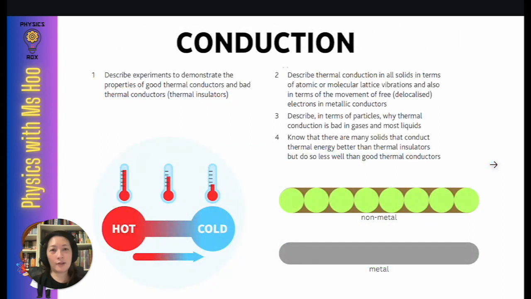Now let's go on to the thermal energy transfers. There are three you need to know, which are conduction, convection, and radiation. And we will start first with conduction.